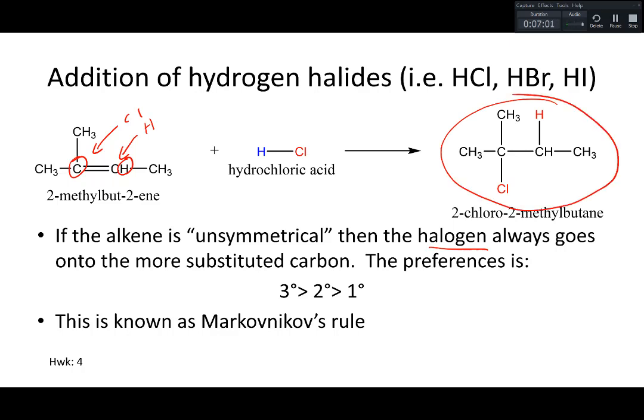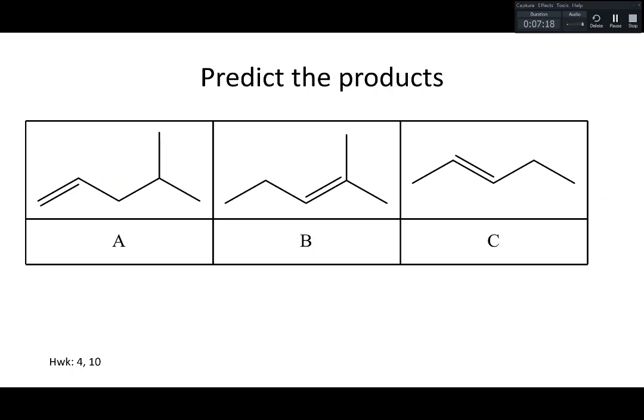So this is known, again, as Markovnikov's rule. There's a bunch of ways to say it. You can talk about carbocations, you can talk about hydrogens, but they all mean the same thing. The halogen goes to where the carbocation is the most stable. So let's do a few together, and then I'll have you do B and C on your own.